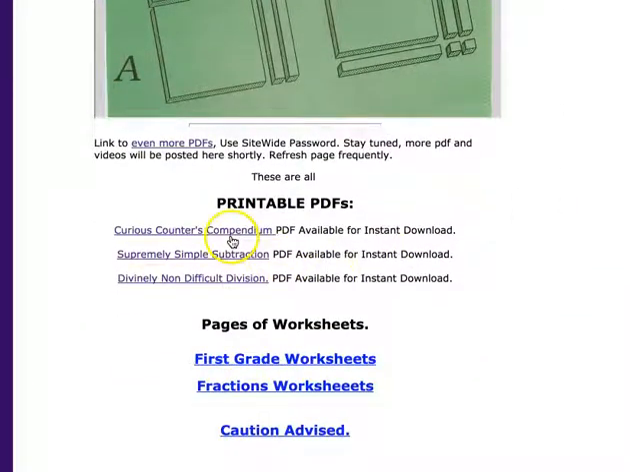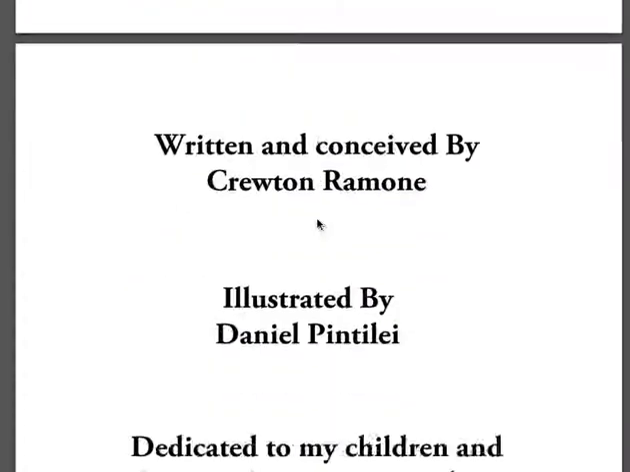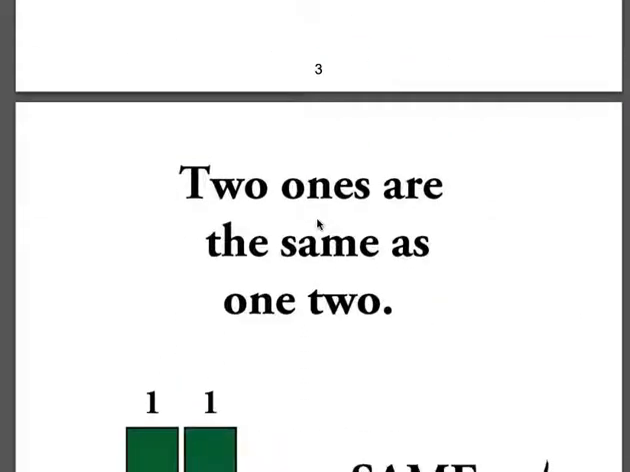So all 10 manuals are there. All 10 Series A manuals are there. And the 3 printable PDFs that I've made are here. And all I gotta do is click the link, and it is available for download. You'll be able to see it here. It'll take a minute to load. But you can download it instantly, and you get the completely cool Curious Counters Compendium. And this is 50 pages.